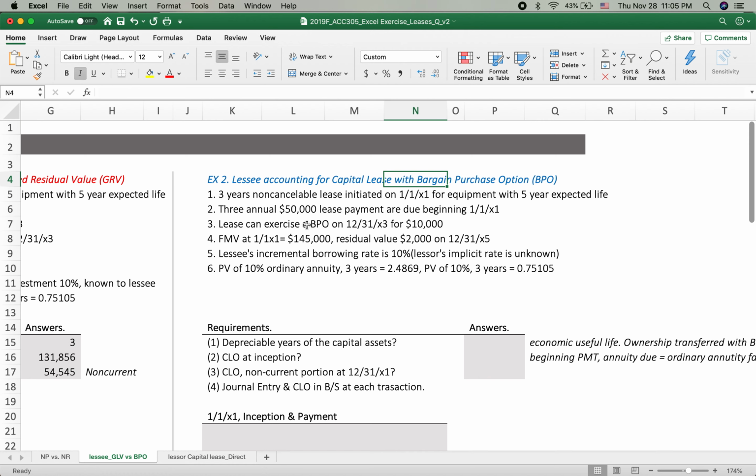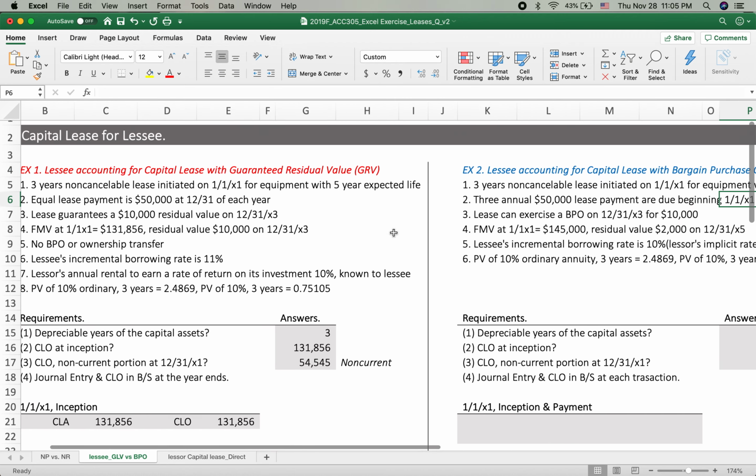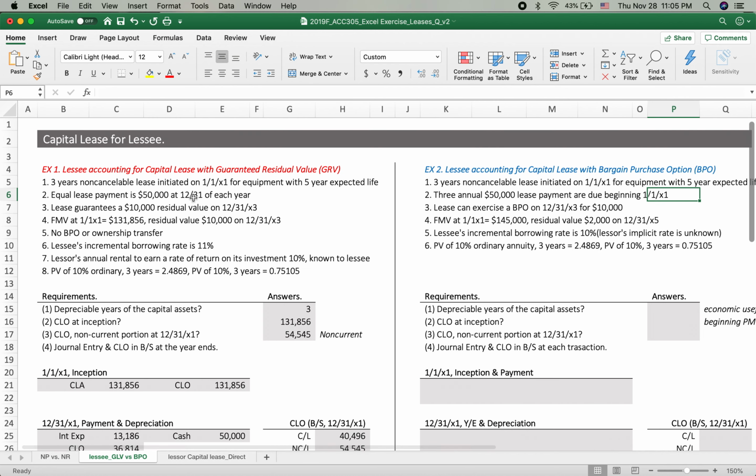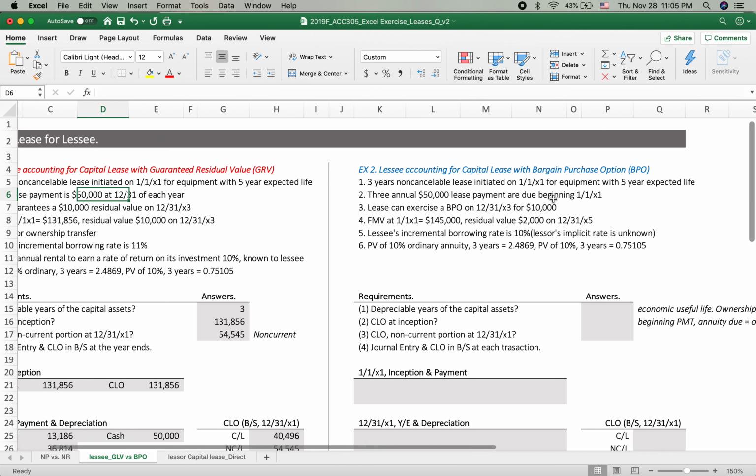Okay. And number two, the 3 annual 50,000 lease payments are due beginning January 1st. That is the big difference between the two cases. In the previous one, the payment takes place December 31st every year, but this is the beginning, right? So you should consider this is not the ordinary annuity case. This is annuity due, starting the payment from today, right?